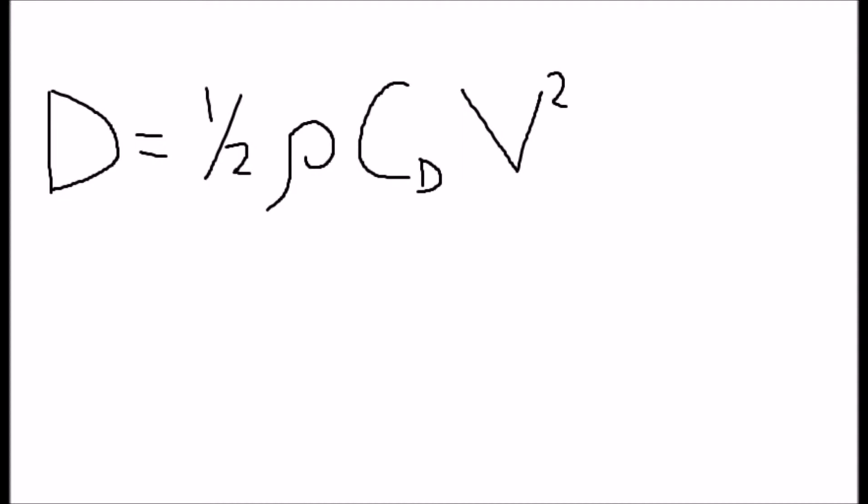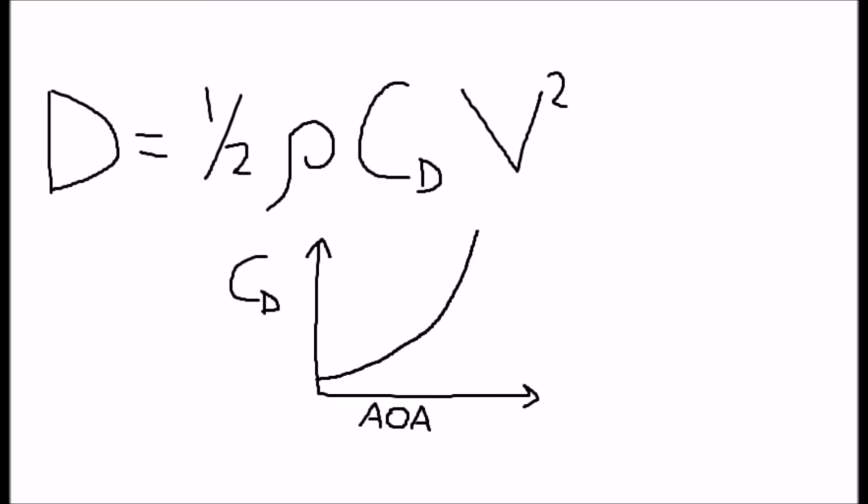The second equation is used to find how much drag a plane gets at a certain angle of attack. D for drag equals 1/2 times rho, which is the density of the air, times the coefficient of drag times the velocity squared. As you can see from this graph, as you increase the angle of attack, you increase the coefficient of drag you get, meaning more drag for the plane.